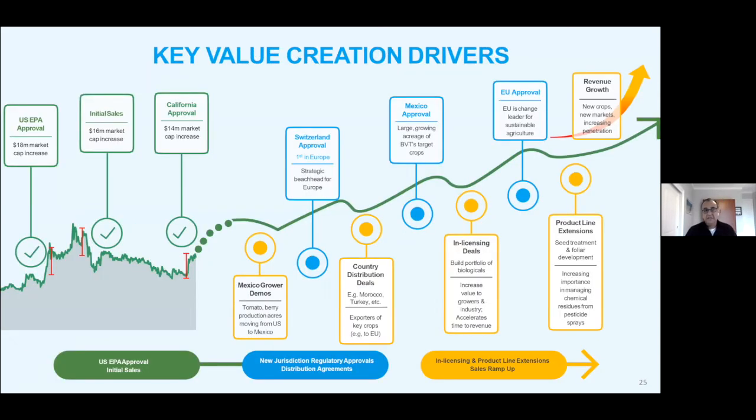We have identified market moving milestones, and we know what those are. We had 3 in the late 2019 through 2020 timeframe where we announced the EPA approval and initial sales in California. And we know that Mexico, country distribution deals, obviously the Swiss registration, and in-licensing are all extremely important milestones that we will be announcing over the next couple of years.